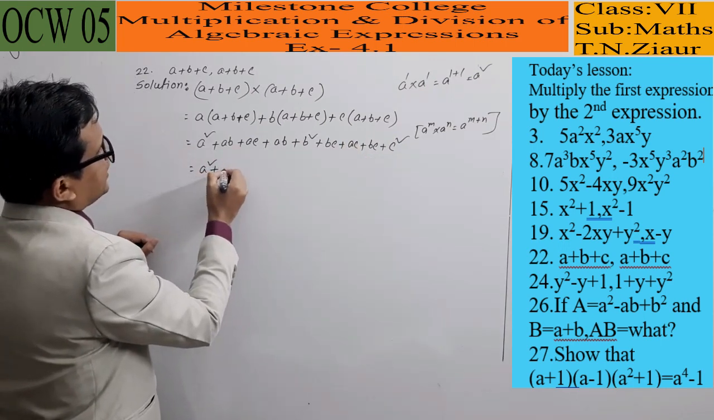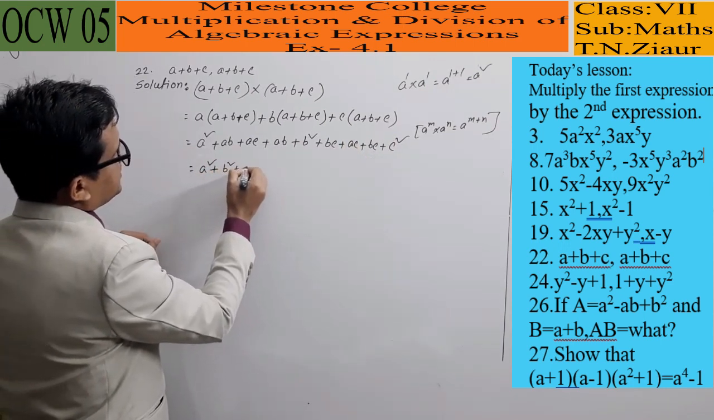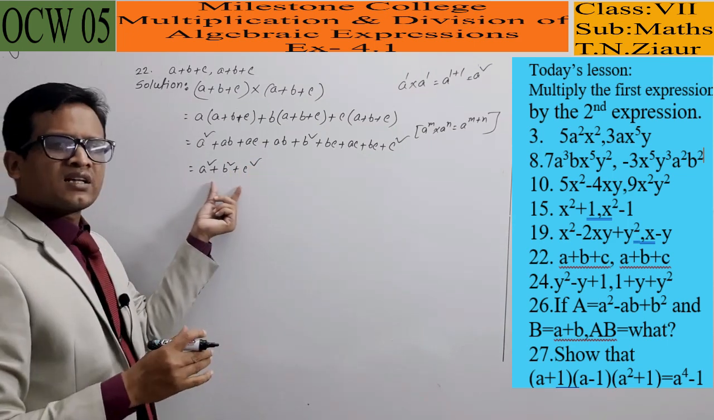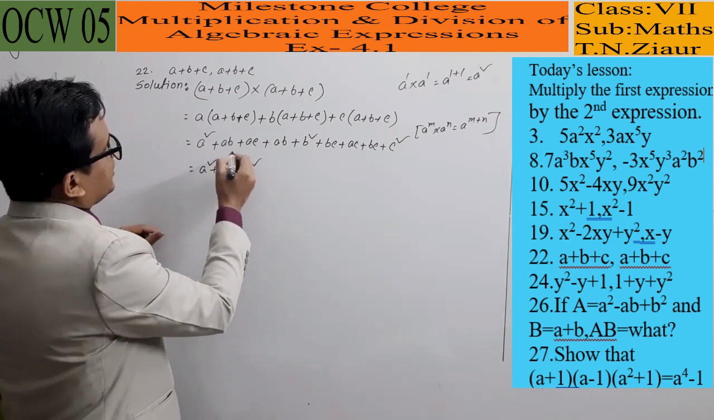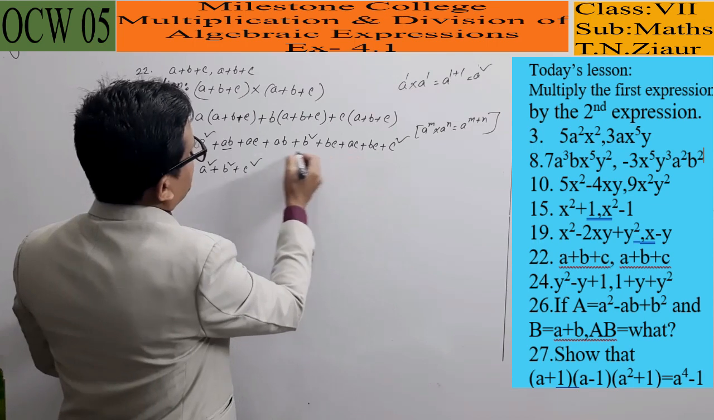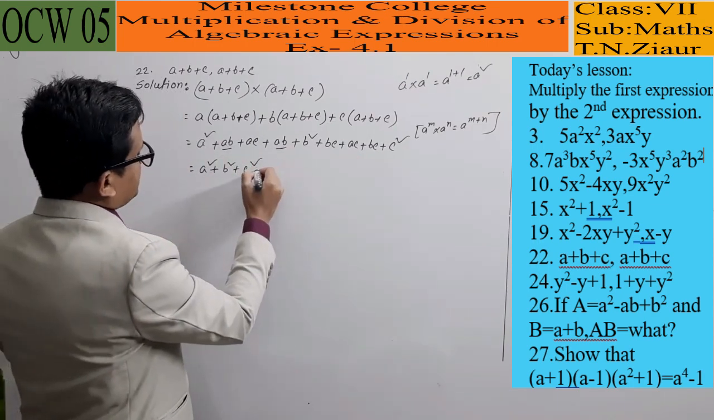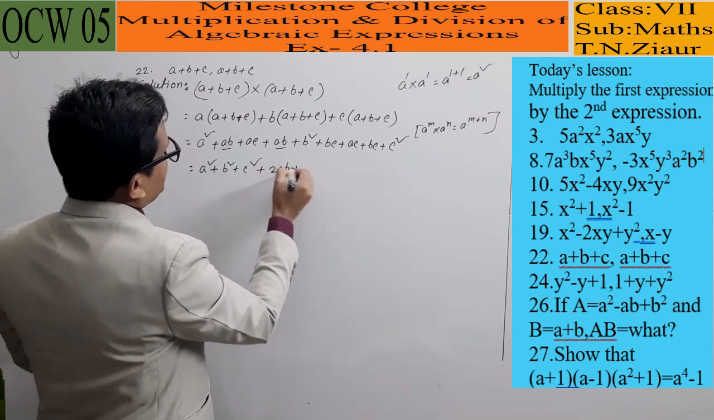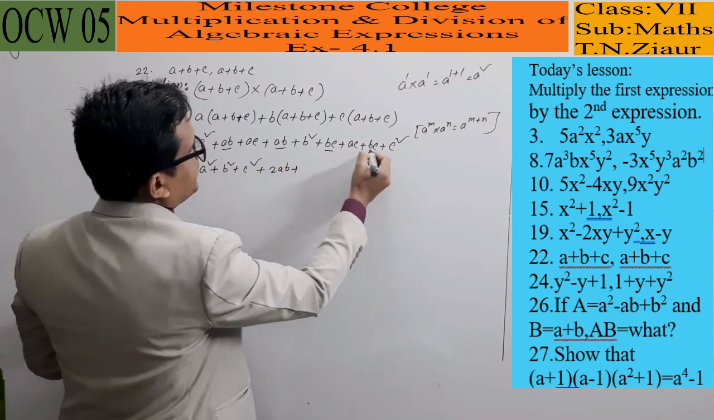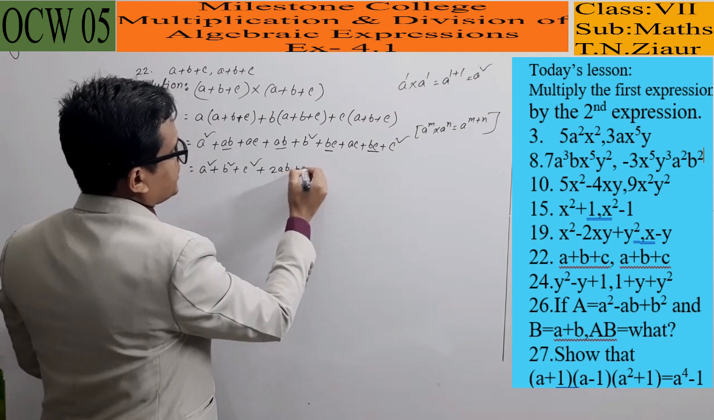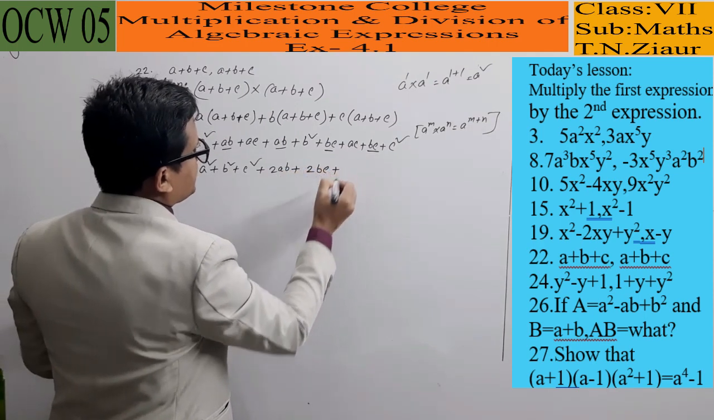a square plus b square plus c square. If you don't write it this way, no problem. Here ab is also ab, both are plus signs, like signs, so we have to add, so 2ab. And now bc plus bc, both are plus, so it will be 2bc, that means we have to add.